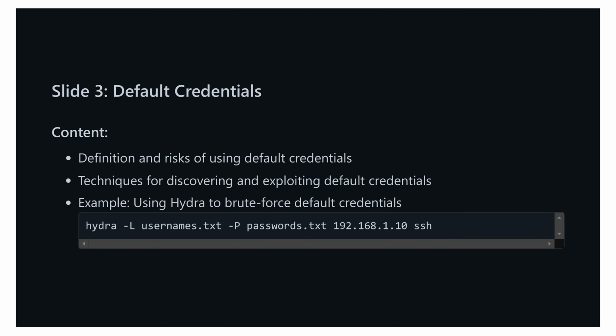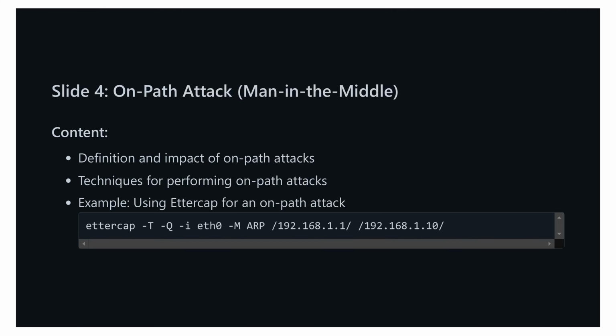Moving on, in the next slide, we'll discuss on-path attacks, or what is also known as man-in-the-middle, MITM, attacks. This attack type involves intercepting and manipulating communications between two parties. We'll explore its definition, impact, and techniques, including a practical example using Ettercap to perform an ARP spoofing attack. Continuing from our previous discussion on default credentials, let's now delve into on-path attacks, also commonly known as man-in-the-middle attacks.